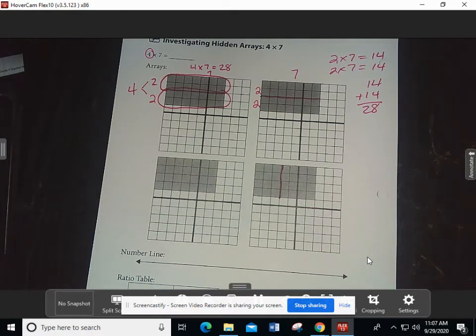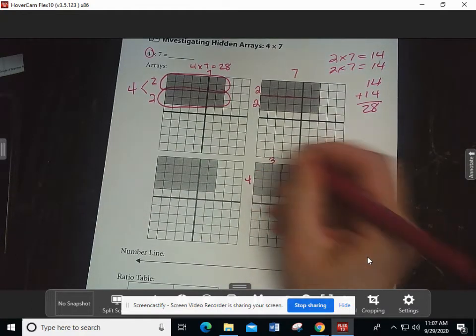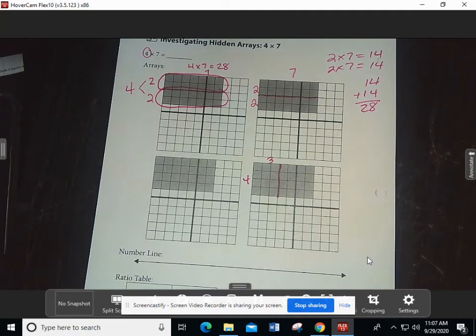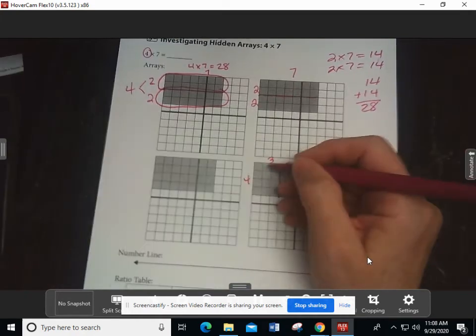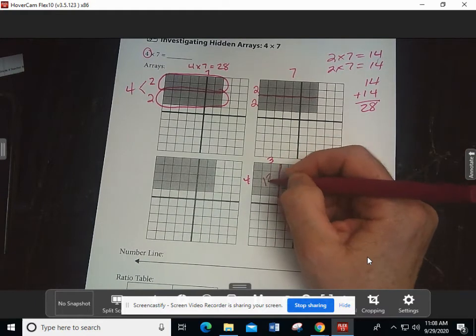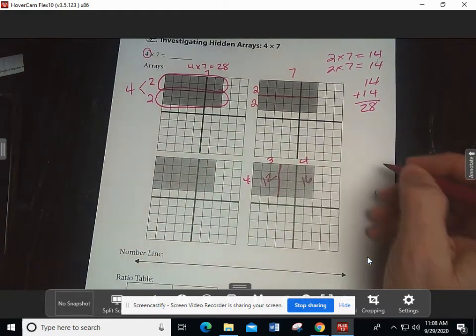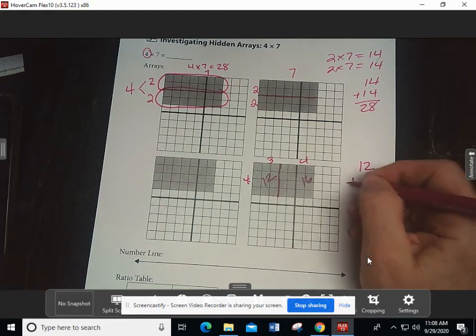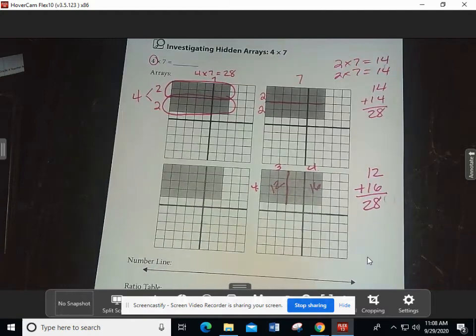Okay, so what are the dimensions of this one? 4 and 3. Okay, so we have a 4 and a 3. What are the dimensions on that side? 4 and 4. So 4 times 3 is 12. 4 times 4 is 16. 12 plus 16 equals 28.